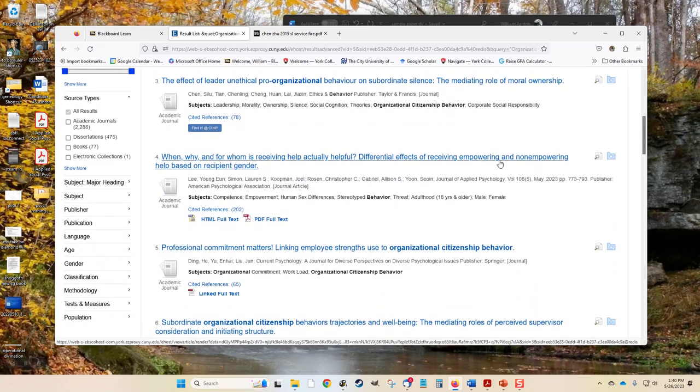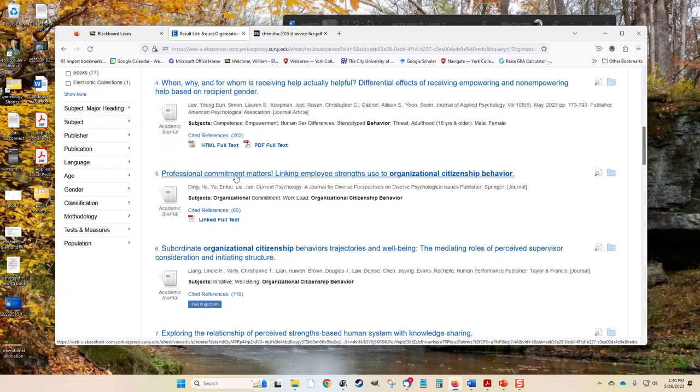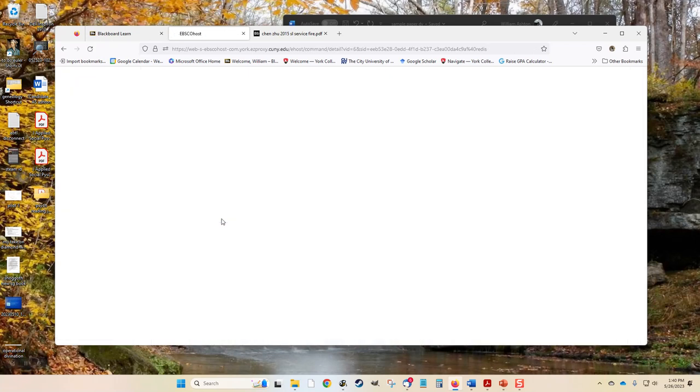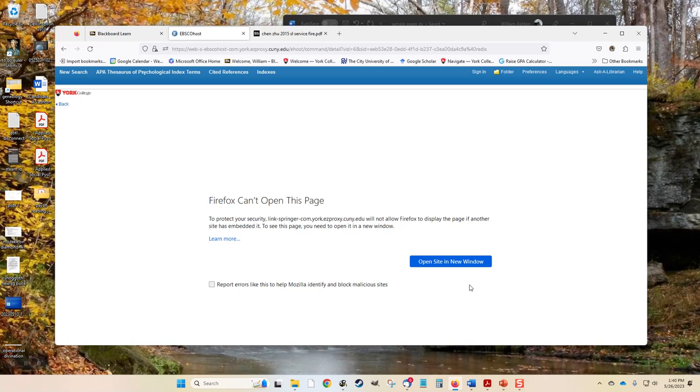Differential effects of receiving empowering and non-empowering help on recipient gender. Professional commitment matters: linking employee strength to OCB, in Current Psychology. Okay, there you go. Let's take a look at that. Oh, thank you.